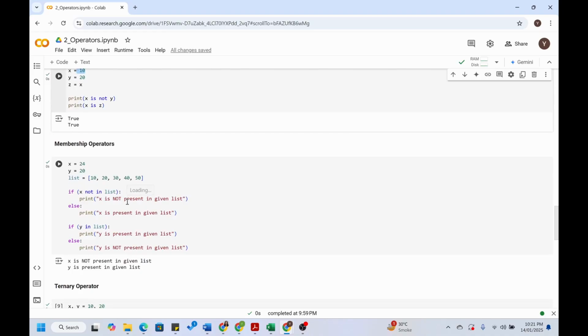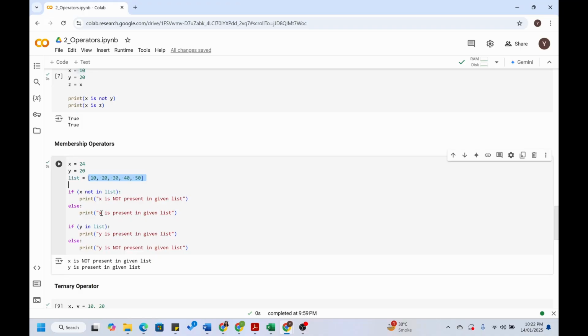Then come the membership operators, when we talk about the belongingness or membership of particular values. So x and y, two values I am holding, and I am creating a list with some specific numbers assigned in it. Okay, so if I'm writing if x not in list, what I'm saying is, if the value of x, which is 24, is not present in the list mentioned over here, then you should write that x is not present in the given list.